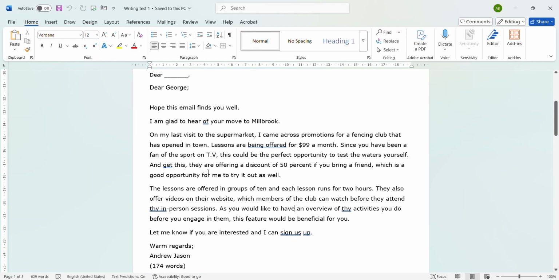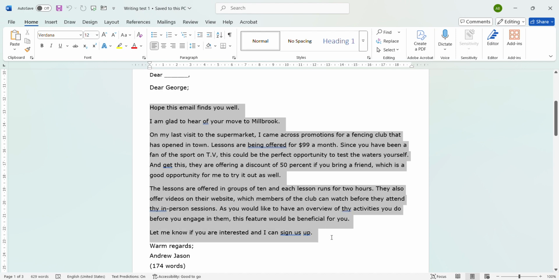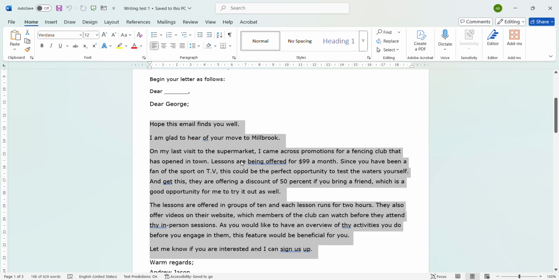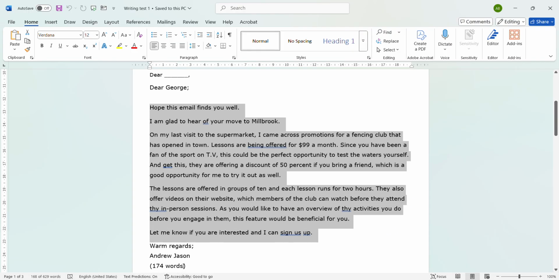So you can see that just in this bite-sized letter, I have managed to write 174 words. And we have addressed all the points that the examiner has required us to as well. So this is an example of how you can use your imagination. So basically this example is to show how you can build up a story to answer the question in task 1.